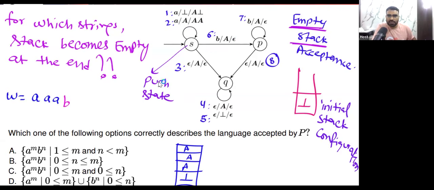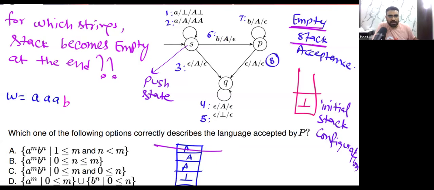If a B comes, then on the top of the stack there is A, I will pop it. Yes or no? Look at this transition. So you can see that this A I will pop. Agree? When this B comes, then on the top of the stack there is A, so I will pop it.